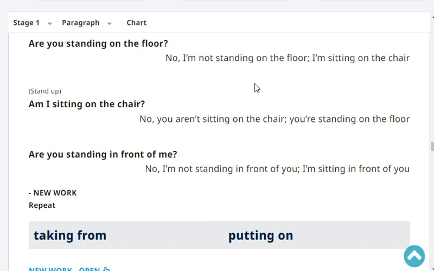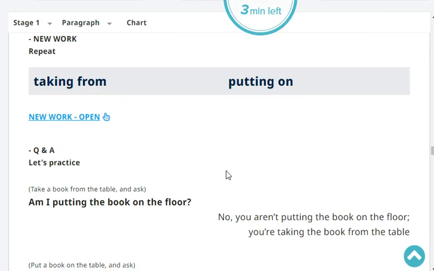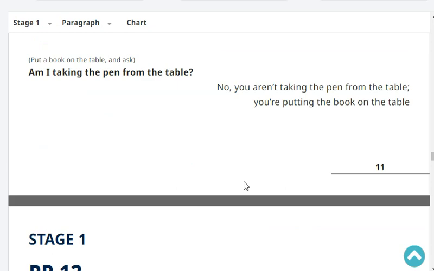Taking from, putting on. Am I putting the book on the floor? No, you aren't putting the book on the floor. You are taking the book from the table. Am I taking the pen from the table? No, you aren't taking the pen from the table. You're putting the book on the table.